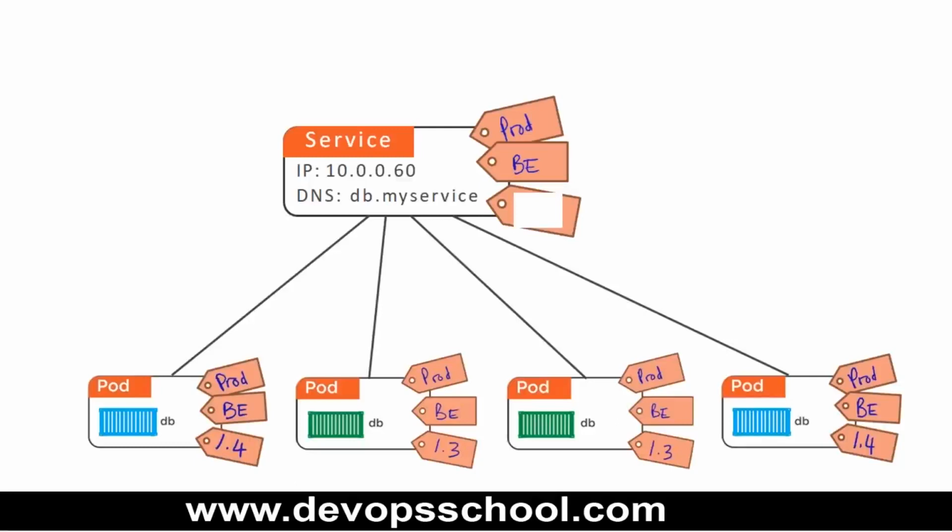Now here you are again getting the wrong thing, and this is only because of labels. You see here, you have prod DB pods with version 1.3 and version 1.4. So here the service is redirecting traffic sometimes to 1.3, sometimes to 1.4. Again, this has happened because we labeled the service and pods in a wrong way. So what to do to fix it?